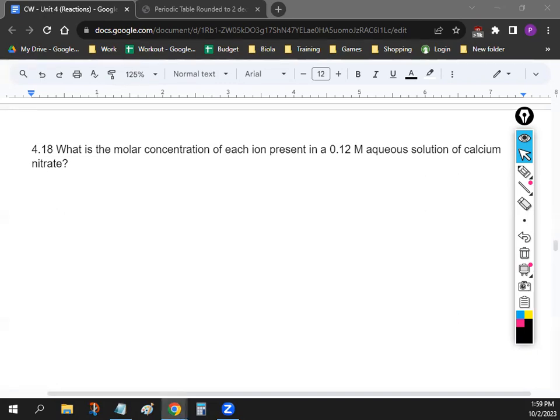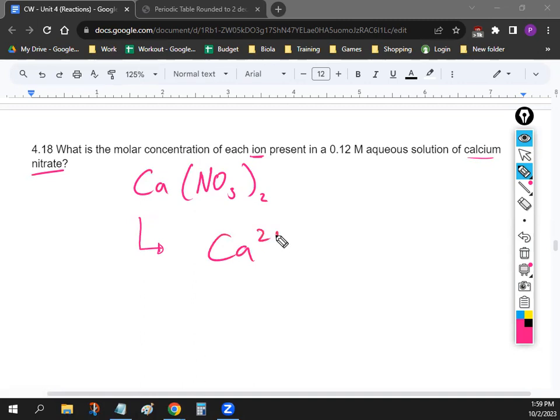We're looking for the molar concentration of each ion. So let's take a look at this compound, because that'll let us figure out the ions. So calcium nitrate, you guys should have gotten this formula or mentally noted this formula. Everybody good? Okay, now it's asking for the molar concentration of each ion. If we take a look at this ionic compound, how many calcium ions are there? 1. And how many nitrate ions are there? 2.